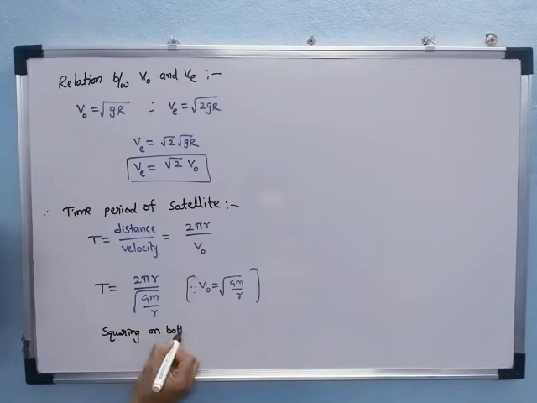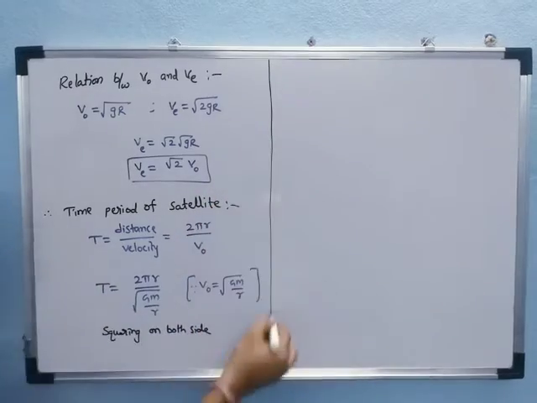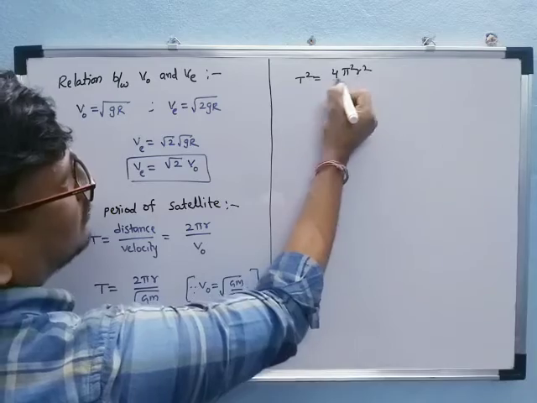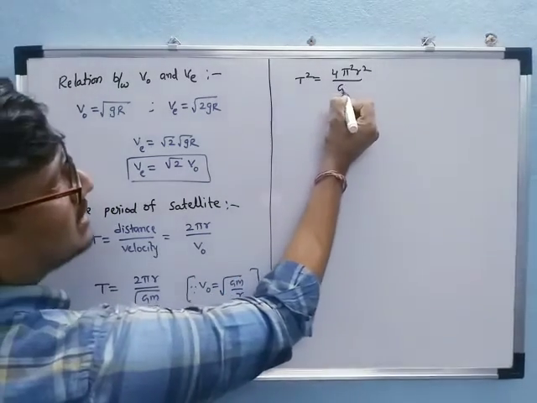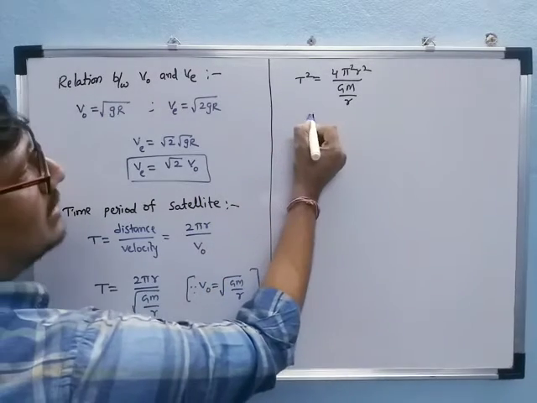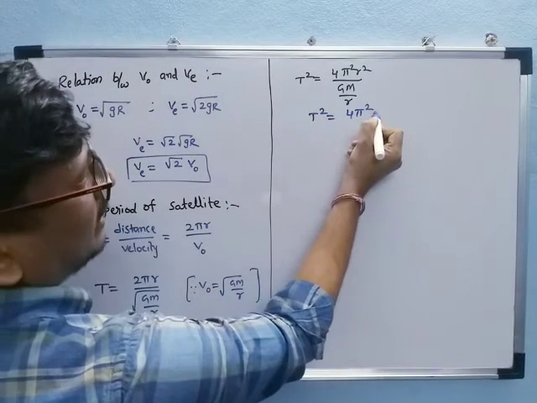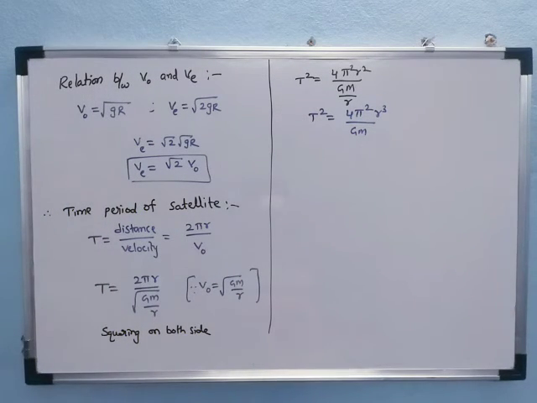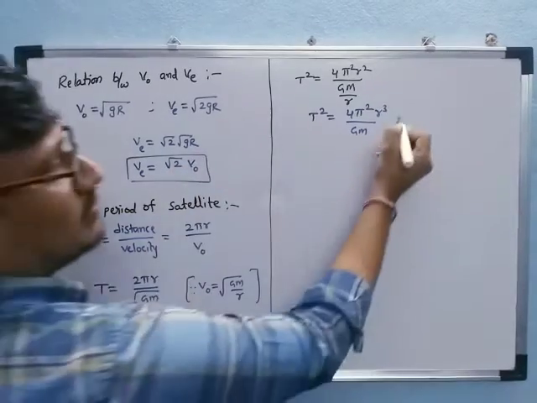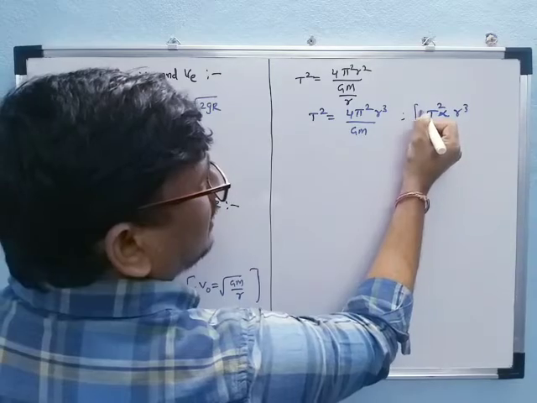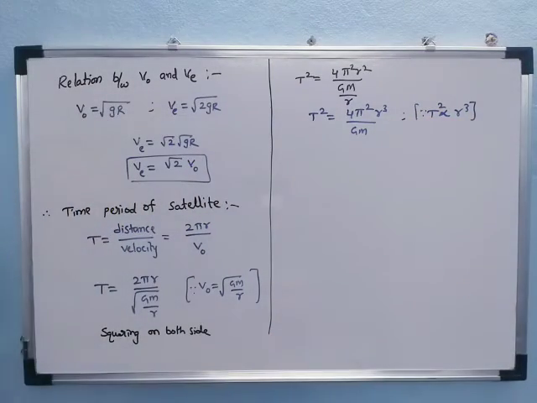Now squaring on both sides. See what we are getting now. T square is equal to 4 pi square r square by, the square and root getting cancelled, G M by r. The denominator of the denominator goes to the numerator. So T square is equal to 4 pi square r cube by G M. See, this is Kepler's third law: the square of the time period is directly proportional to the cube of the semi-major axis. So this is what we have proved now.